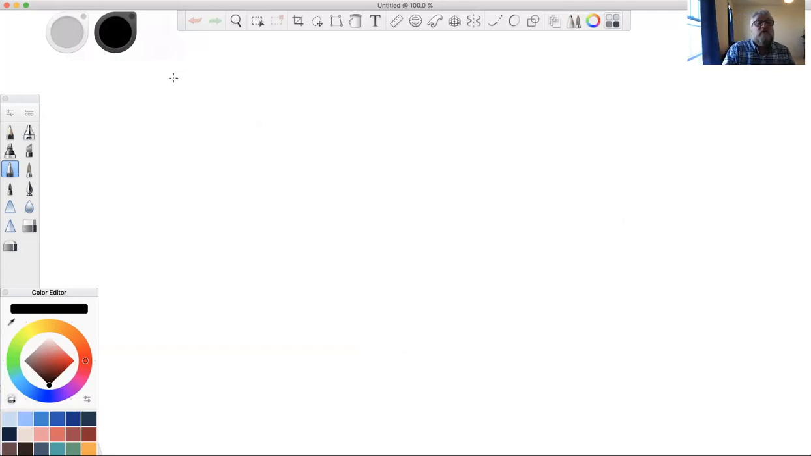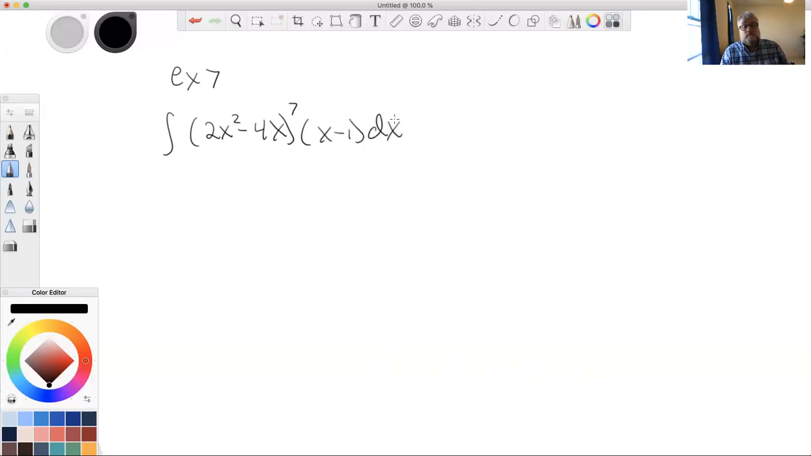Now, let's see. Next one. This is example 7. 2x squared minus 4x, to the 7th, times x minus 1. You're probably thinking, holy crap, this looks a whole lot different than the others, and it is not. It is the same. It is a function raised to an exponent. And we just do it the same way.